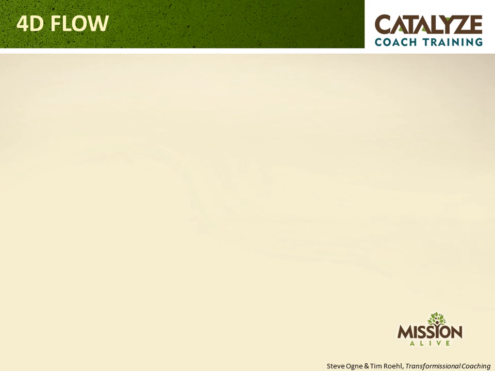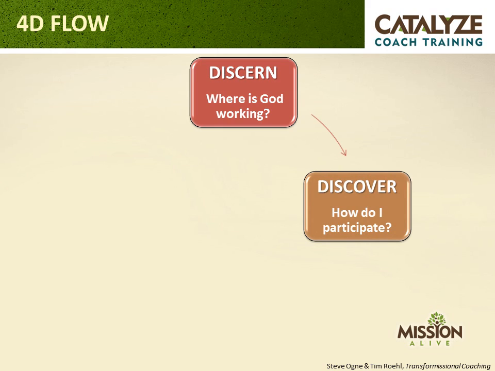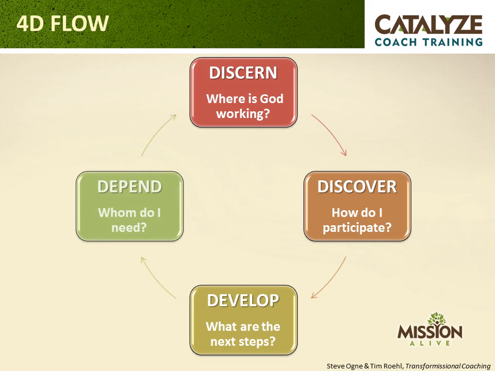The 4Ds are: 1. Discern, asking where is God working, discerning what God is already doing. The second stage the coach leads the coachee to is to discover, that is, to ask himself or herself, how do I participate in what God is already doing? Followed by develop: what are the next steps in moving into participation in what God is already doing? And lastly, depend: whom do I need to help me move into what God is already doing?